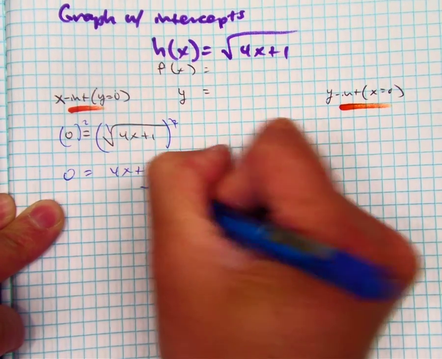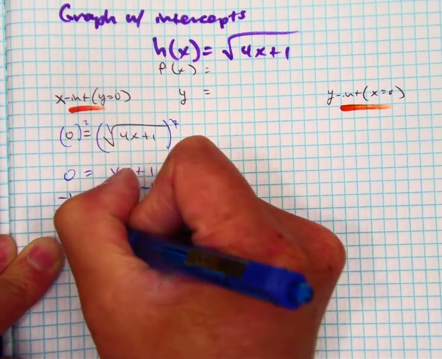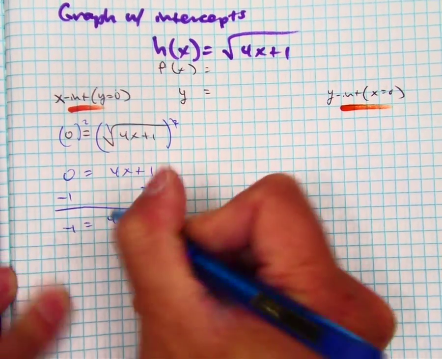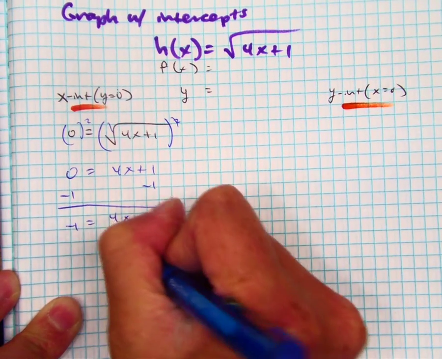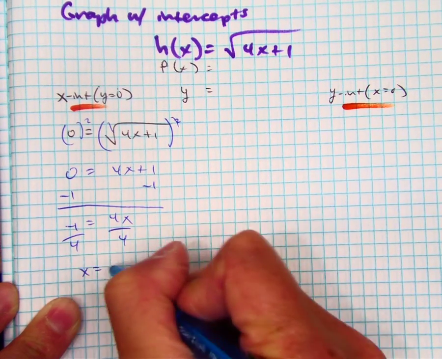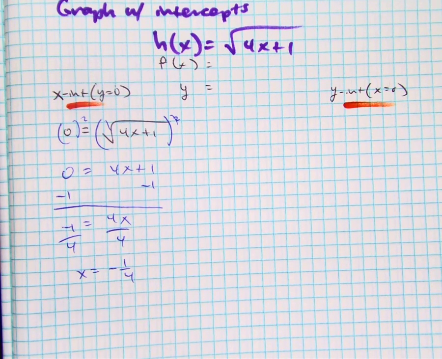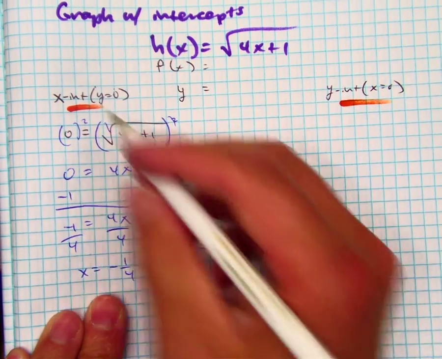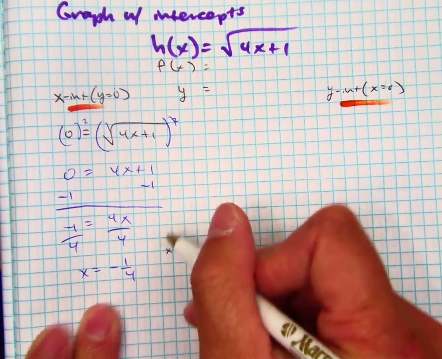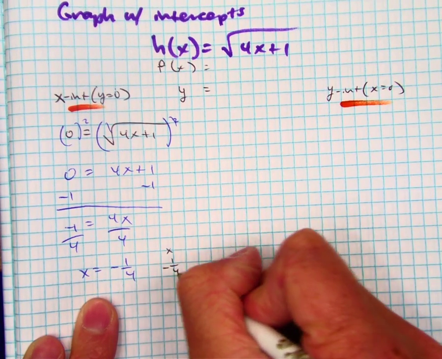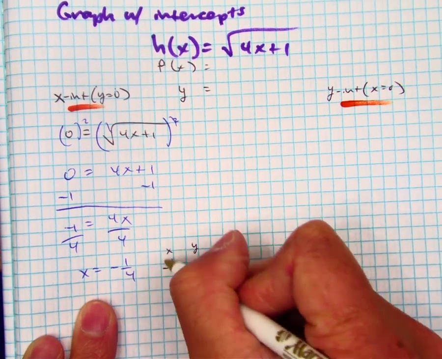Then you just go ahead and solve. Negative 1 equals 4x, and divide by 4. X is equal to negative 1/4. Raise your hand if you got that. Remember, this is an ordered pair, the x-intercept, so it's saying that your x is going to be negative 1/4 and your y is going to be 0.